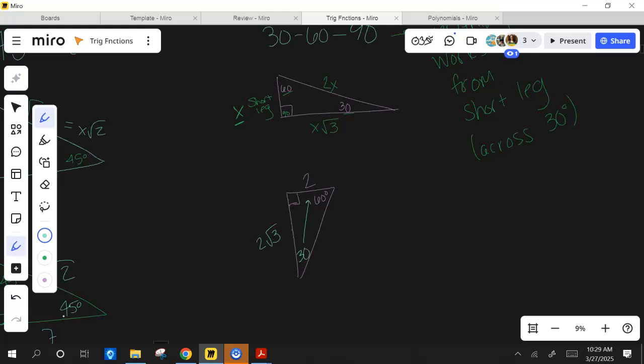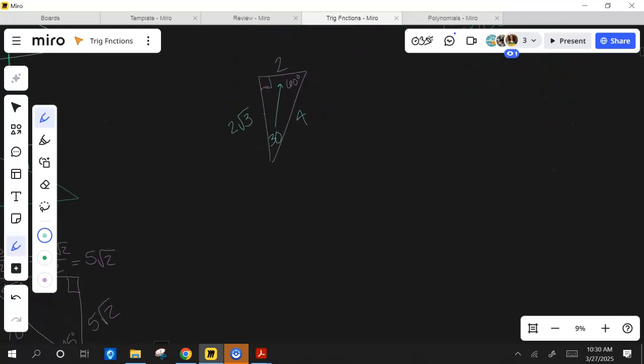And now what's the hypotenuse? 4. Right. Until you don't. Let's start with the hypotenuse this time.